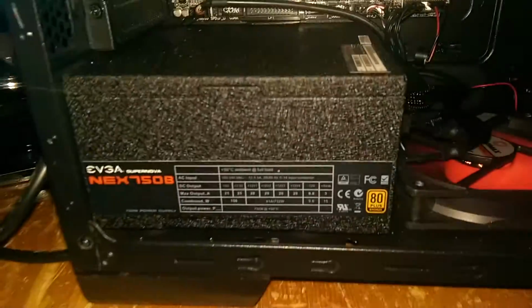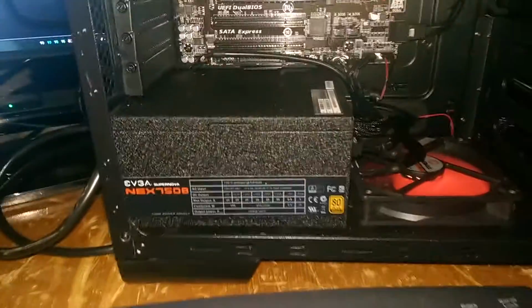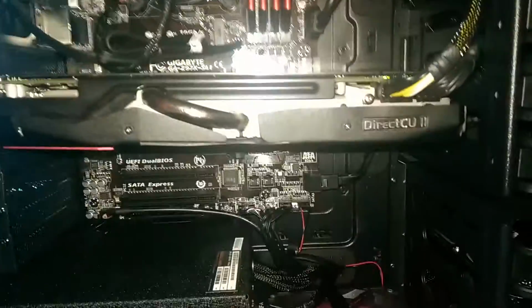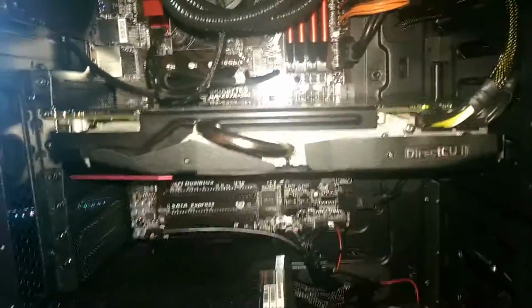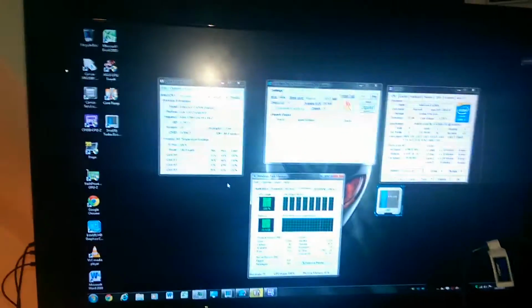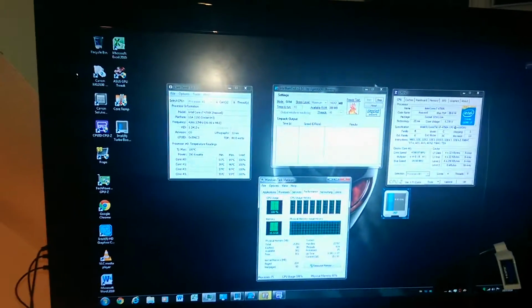Power supply is EVGA NEX 750B. And all the fan hubs are being used. GPU, this is an ASUS DirectCU II, AMD R9 290. It seems we're at good standings right now.